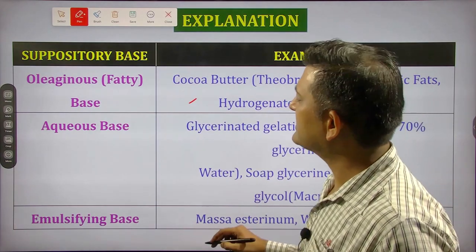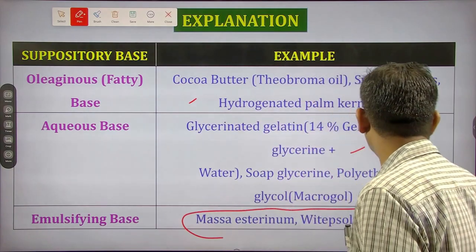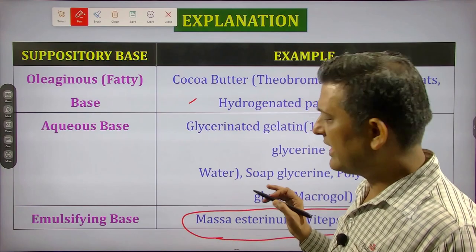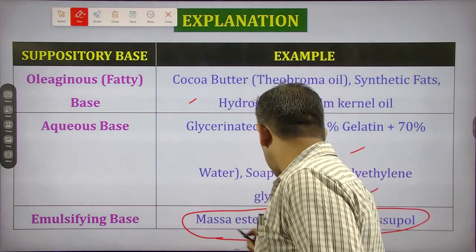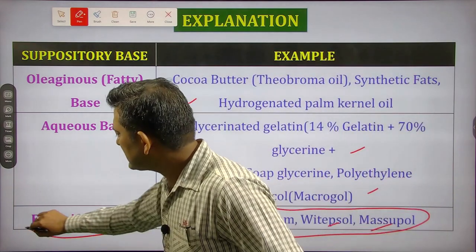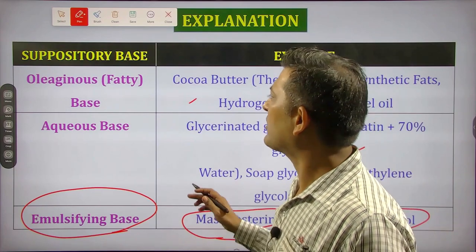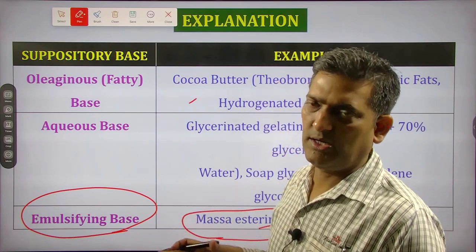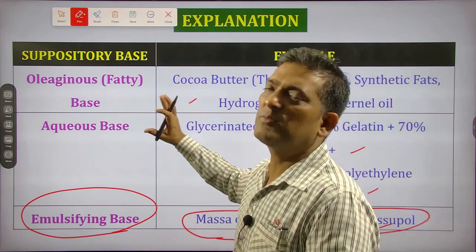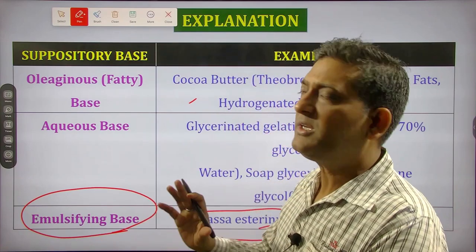You can see that the differentiation is already there. What is already mentioned in the question is the different types of suppository bases we are using. Massa Estrinum, Witepsol and Mesopol are the emulsifying bases for suppositories. But cocoa butter is not used in this classification; you are not finding any such type of suppository base. That's why the answer is that cocoa butter is not used.